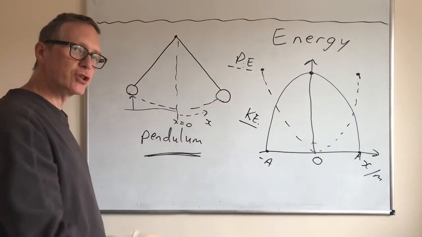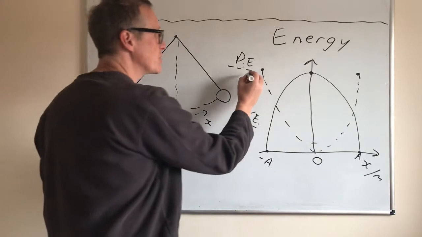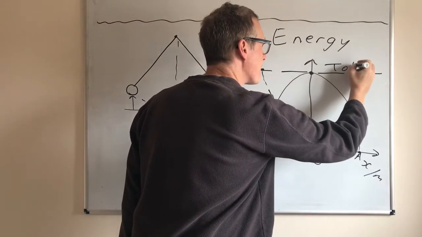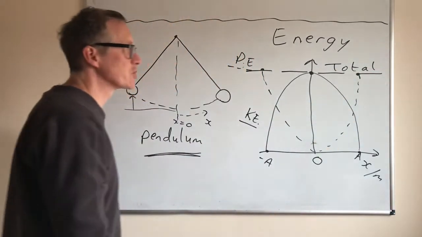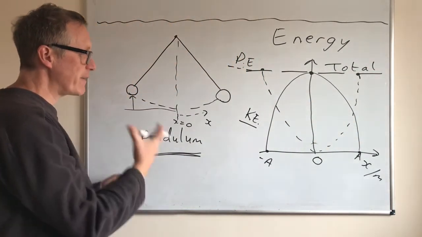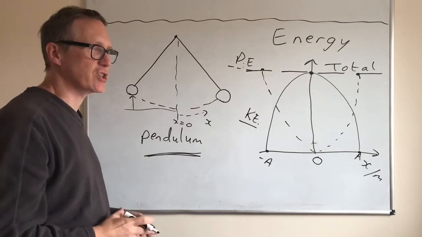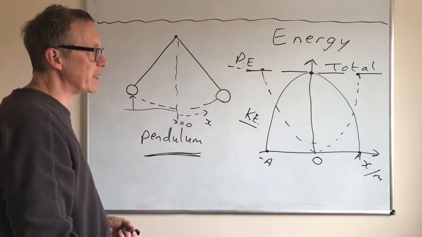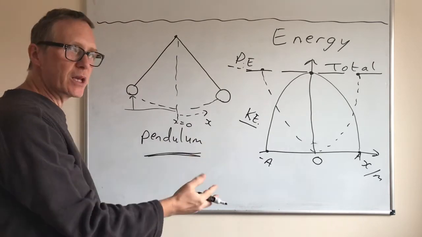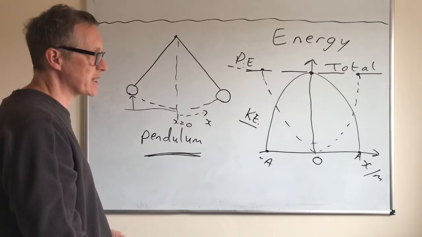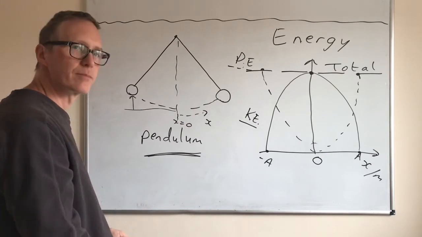Now if we add the two graphs together, we'll see that the total energy remains a constant throughout. So if I just left this system, this is an ideal system in which no energy is being lost from the system, the total energy would remain the same while the energy was being converted between potential energy and kinetic energy.